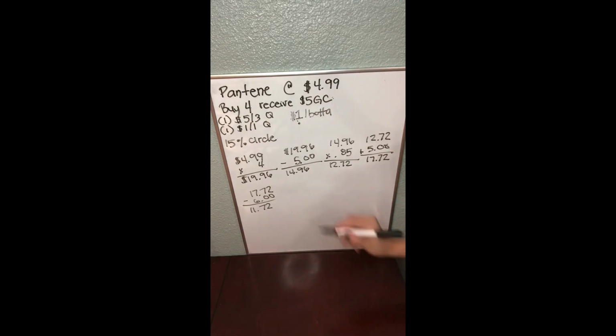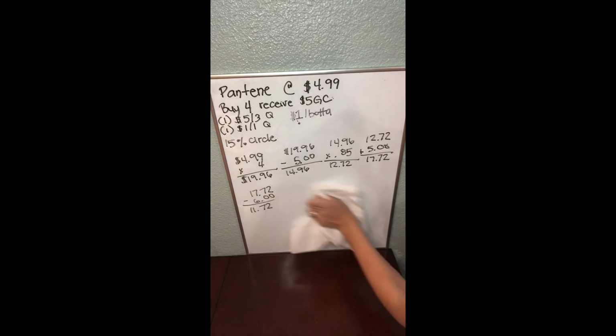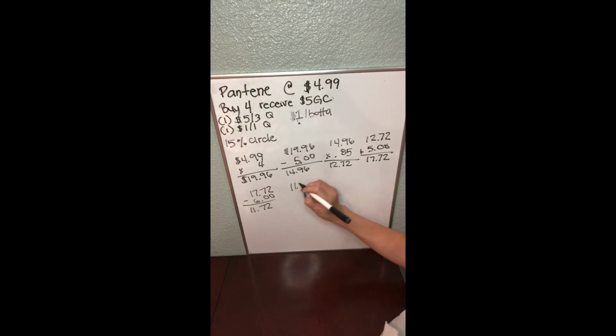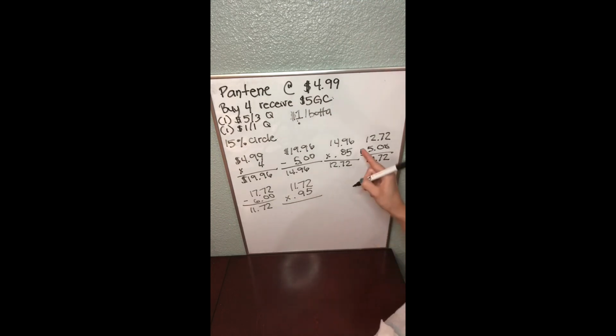So we have $11.72. And we want to multiply that by 0.95. Because like I said before right here, we want to find out how much we're spending, not how much we're saving. If we get 5% back, we're going to be spending 95%. So that's going to be $11.13. And then we proceed with the following steps here. So this is going to be our amount to cashier.